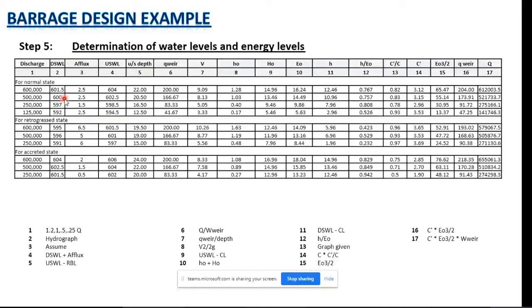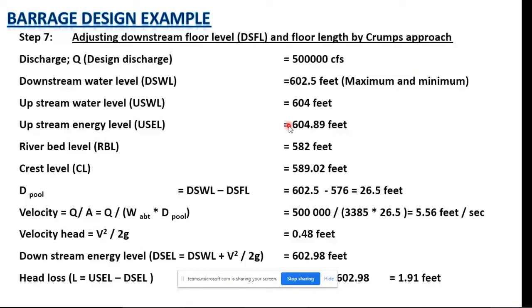Corresponding to this 602.5, the upstream water level is 604. The velocity head is 0.89, so the upstream energy level becomes 604.89. These values are used here. The riverbed level is the same for all the students and me. The crest level might be slightly different for you.